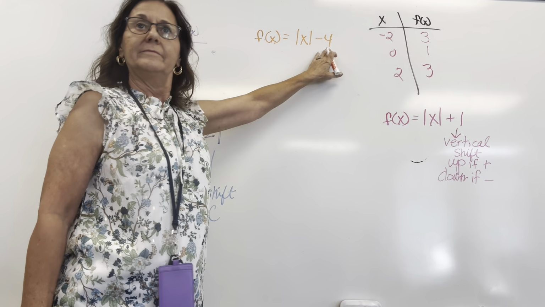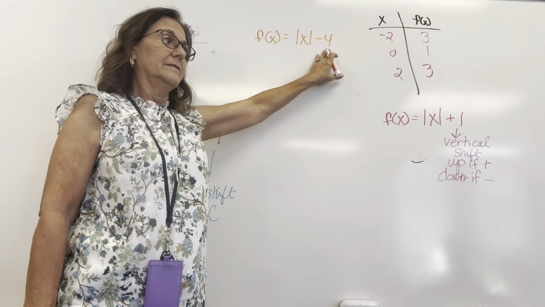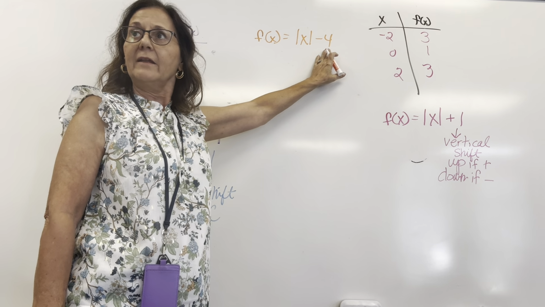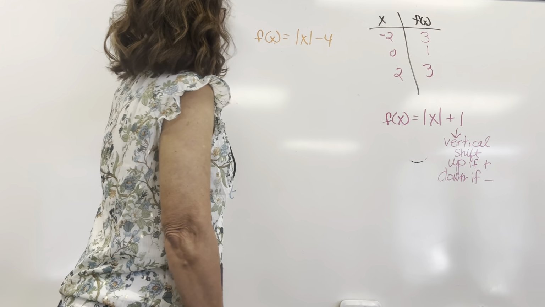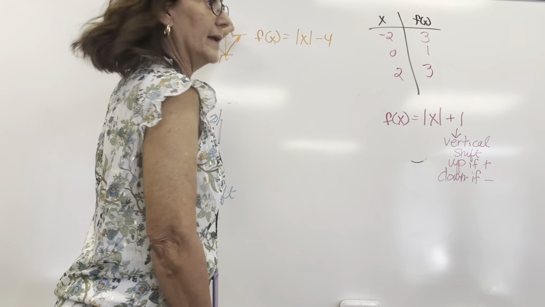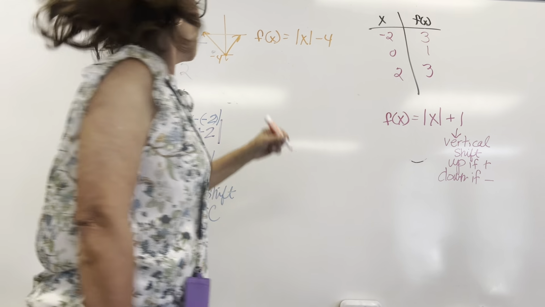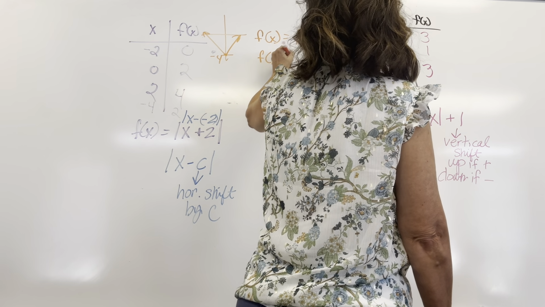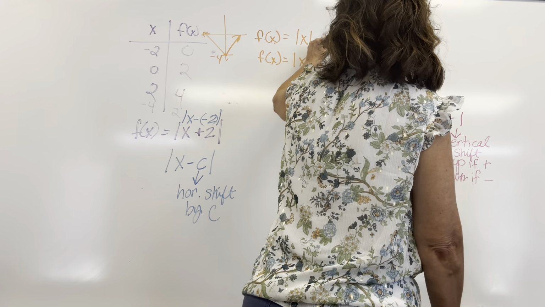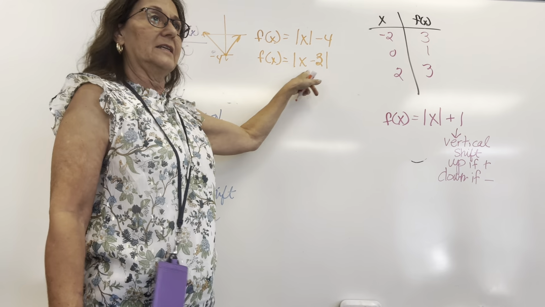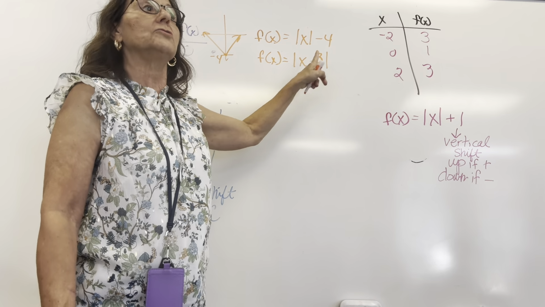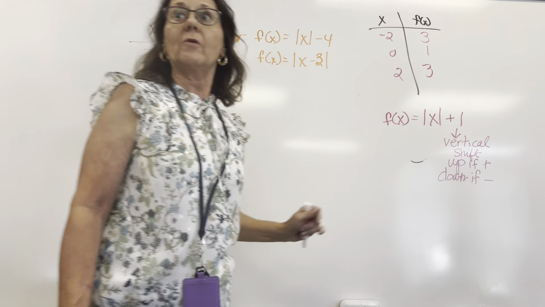What is that? It's what? Vertical shift down by 4. Everybody got it? Vertical shift down by 4. So my vertex is going to be at -4, and it's going to go up that way. Got it? All right. That's x -3. Right by. This is what? A horizontal shift right by 3.